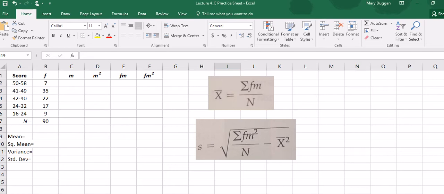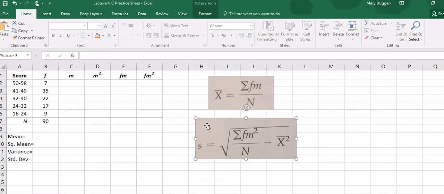The first thing we'll want to do is look at two formulas that will help us with our grouped frequency distribution. The formula here at the bottom demonstrates how to find standard deviation in a grouped frequency distribution. So according to the formula, we're going to sum up the frequencies times the squared midpoints. We're going to divide that by the total n and subtract the mean squared. And then the upper formula just tells us how we're going to find the mean in a grouped frequency distribution.